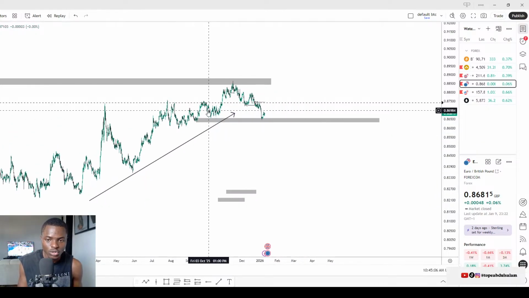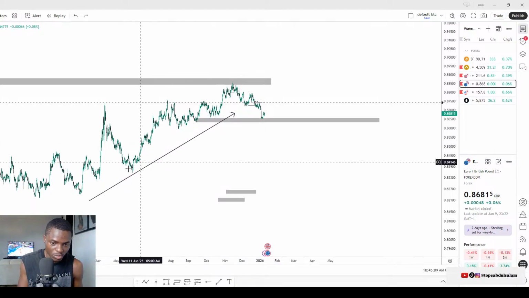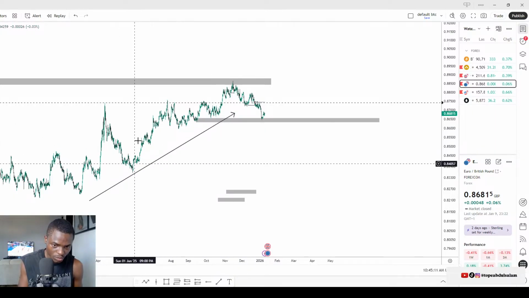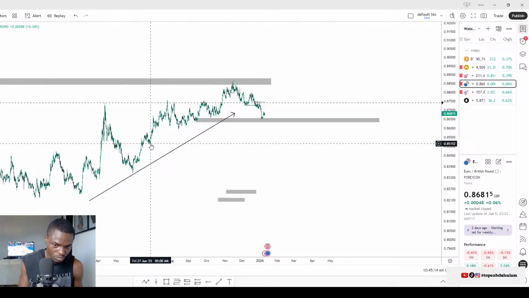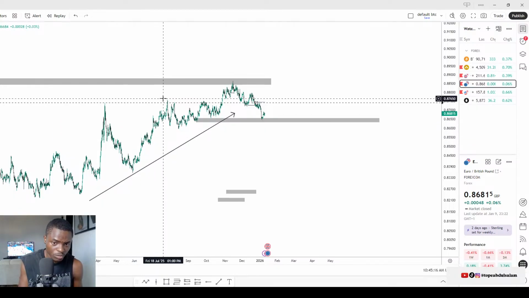So as the market is going up on the 4 hour time frame, all you need to do is just break of structure, point of interest, inducement. Break of structure, point of interest, inducement.